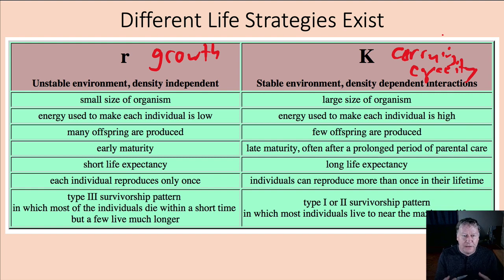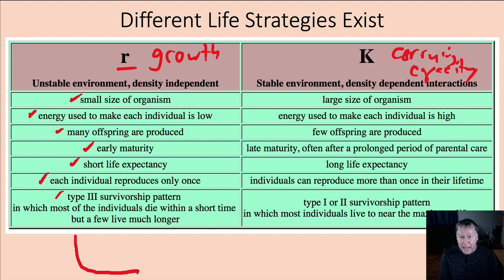And these 2 terms give you an idea of the life strategy each has adopted. R-selected species tend to be fairly small in size. When they reproduce, they don't put much energy into any particular offspring, so they tend to have large numbers of offspring. Many, many offspring. They mature very rapidly. They don't live long. And individuals reproduce once. Often they will reproduce and the individual will die. And they tend to show a type 3 survivorship pattern. So most of them will die, but a few will live.